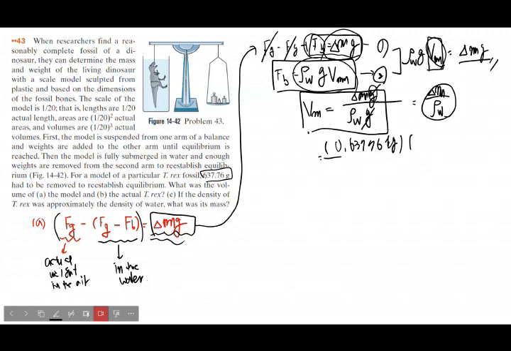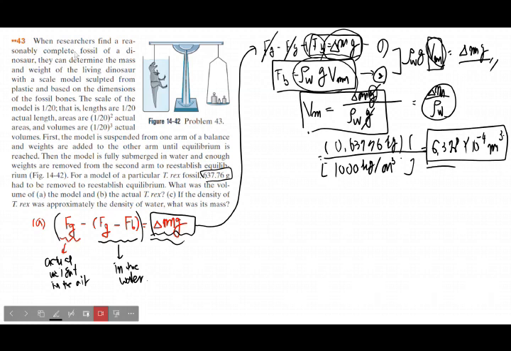You plug in the density of water, which is 1,000 kilograms per cubic meter, and that is about 6.378 times 10 to the minus 4 cubic meters, right? That's number A. That's the volume of the T-Rex fossil model.